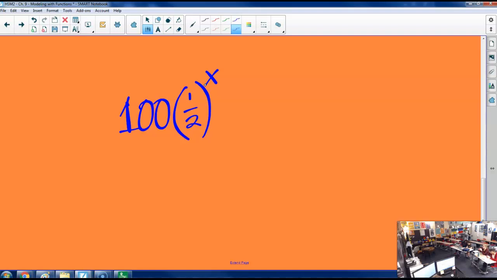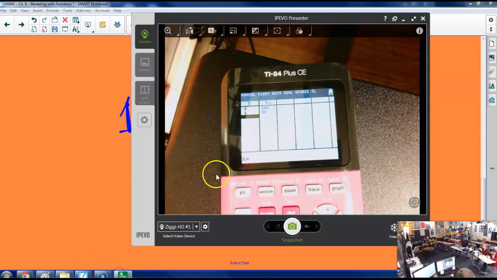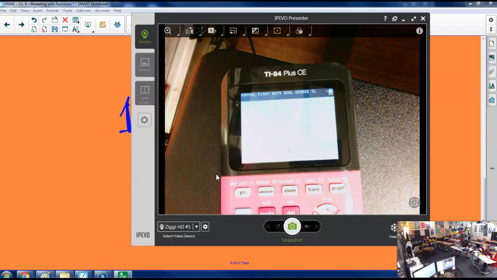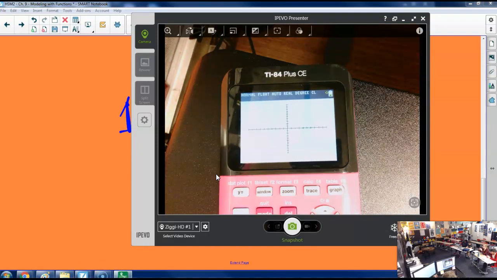Change your table back to auto. Oh no, I accidentally graphed it. Oh no. It's okay if you accidentally graph it. I'll accidentally graph it too. Ooh, there, okay, there's our line.